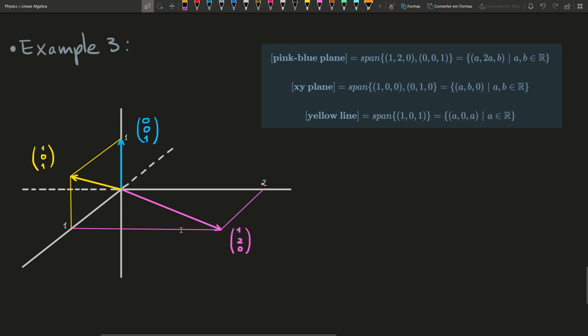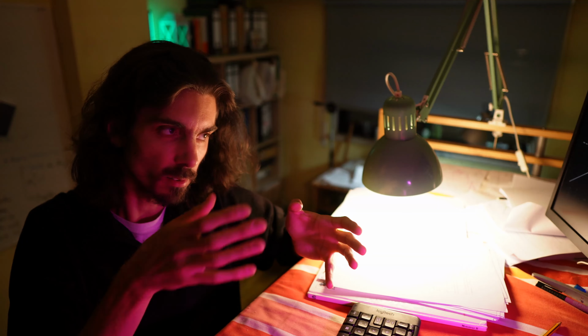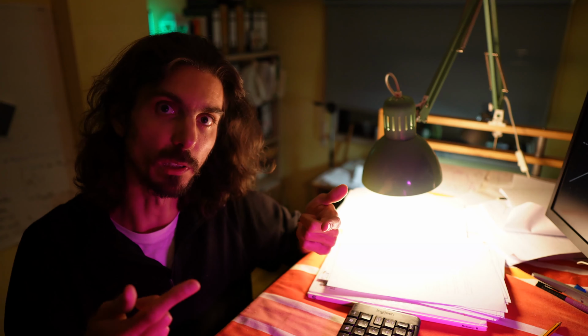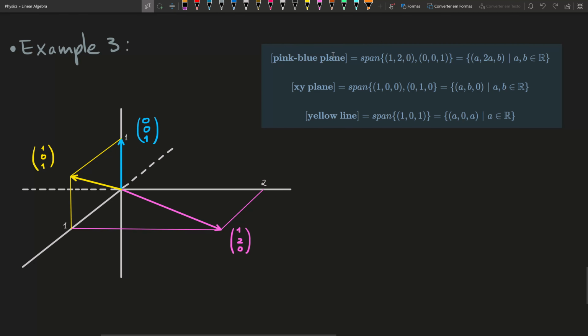So we have these three vectors, and I already know that the span of this set, meaning all the linear combinations of these three, covers the entire three-dimensional space. In other words, every point in three-dimensional space corresponds to some numbers a, b, and c that, combining these vectors, give us that location. Here on the right, we see examples of subspaces.